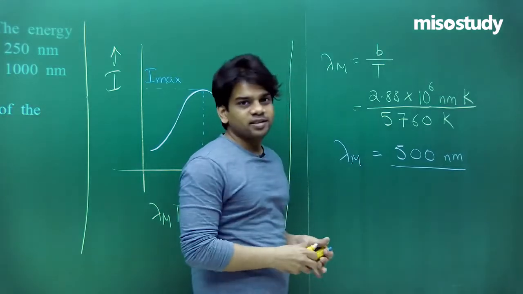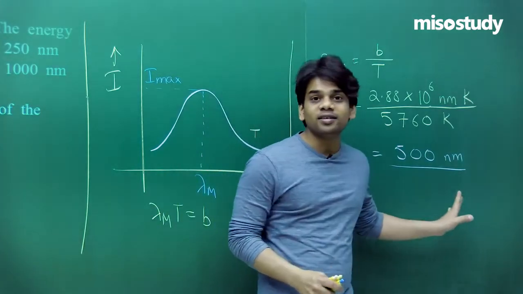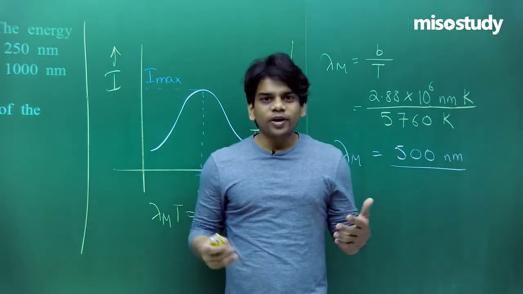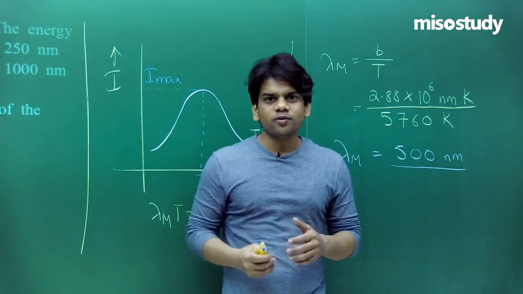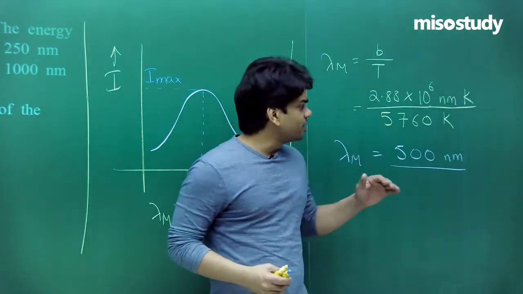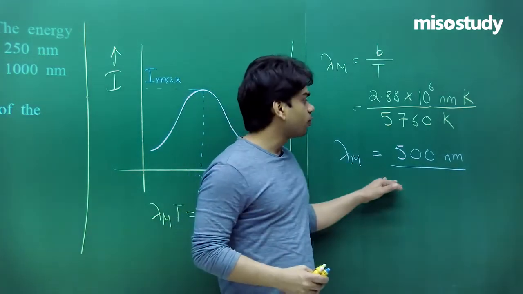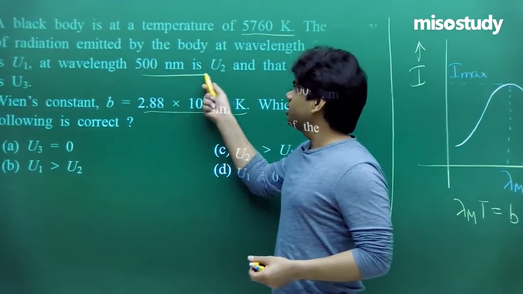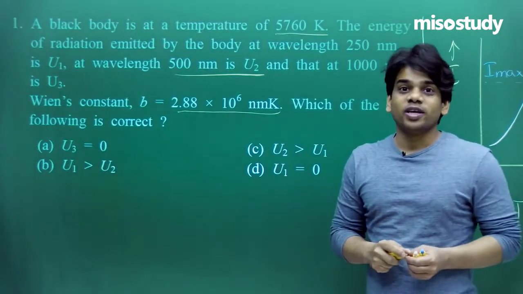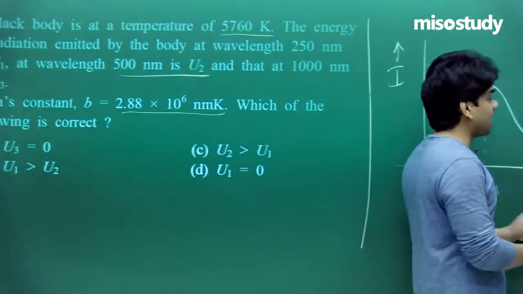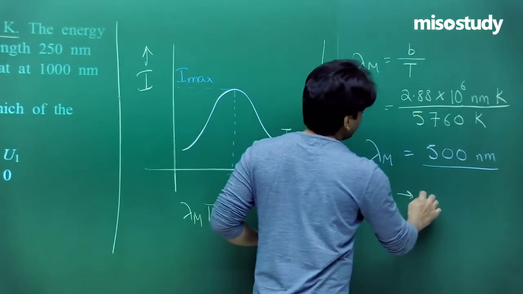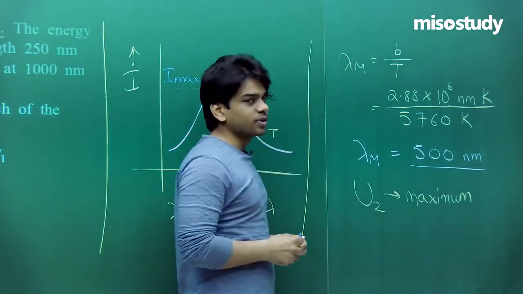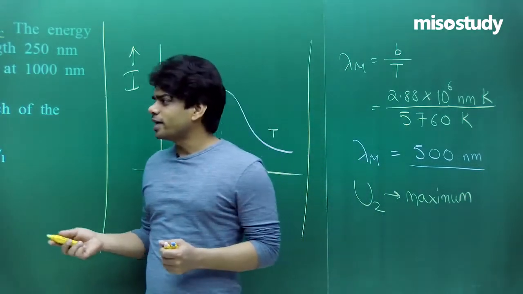What does this depict? This indicates that 500 nanometer is the particular value of lambda at which the intensity will be maximum. If intensity is maximum, we can directly connect it with energy, that is, energy will be maximum in the case of 500 nanometer lambda. For 500 nanometer the energy emitted is U2. So U2 is maximum. The maximum energy will be in the case of 500 nanometer lambda.